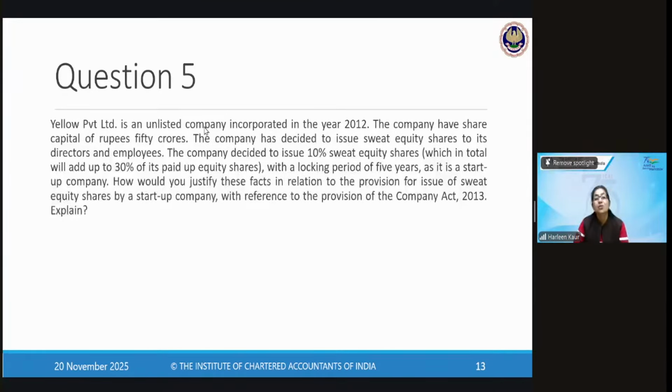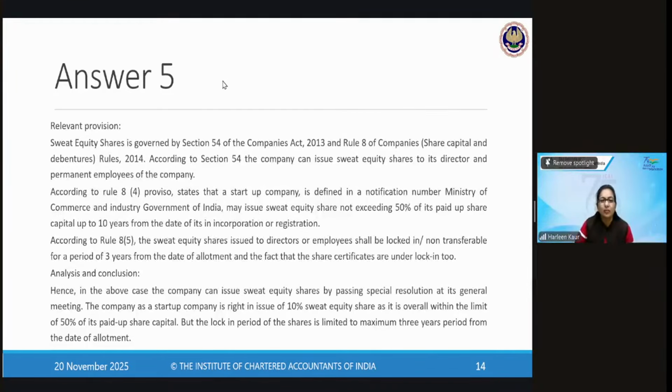So how are we going to justify these facts now? Section 54 is very difficult to remember while doing exams. Children, one very important thing: if you remember the correct section, write it. Otherwise, leave it. What do we write otherwise? What have I taught you? As per the provisions of the Companies Act 2013, a company can issue sweat equity shares to its directors and permanent employees. Use the words you have learned. Permanent employees is the word.